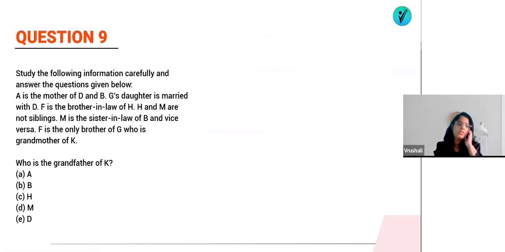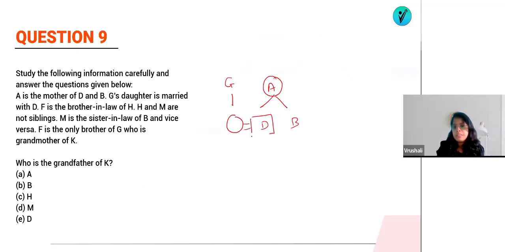Study the following information carefully and answer the questions given below. A is the mother of D and B. Okay, A is the mother of D and B. G's daughter is married to D. That means D must be a male member. Is it? And G's daughter is married to B.